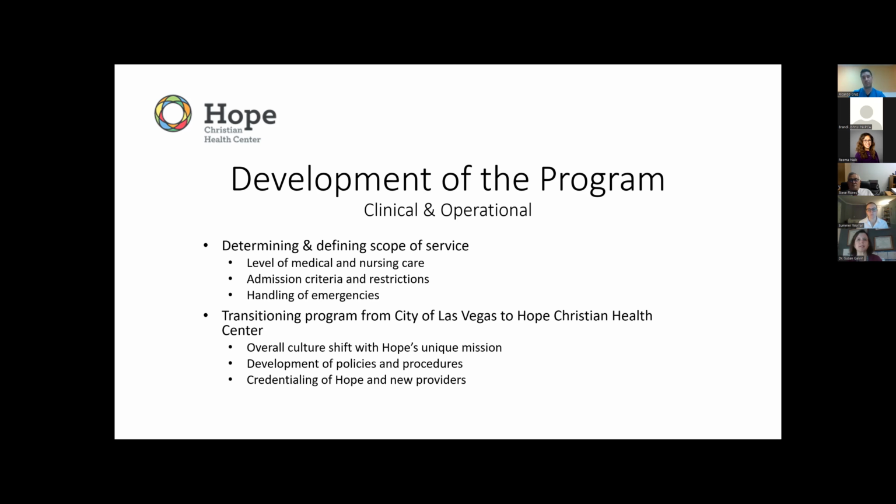Transitioning the program from the city of Las Vegas to Hope Christian Health Center. Well, the city of Las Vegas launched this respite care very quickly as an offshoot of the response to the COVID pandemic, when they were trying to find a place to quarantine homeless who might be COVID positive and treat them and things like that.